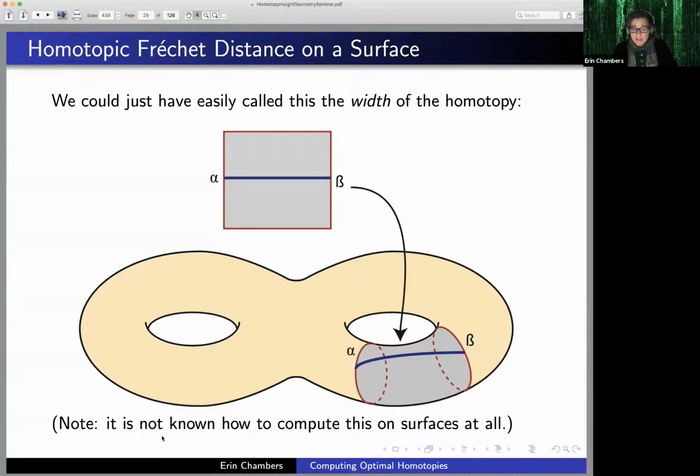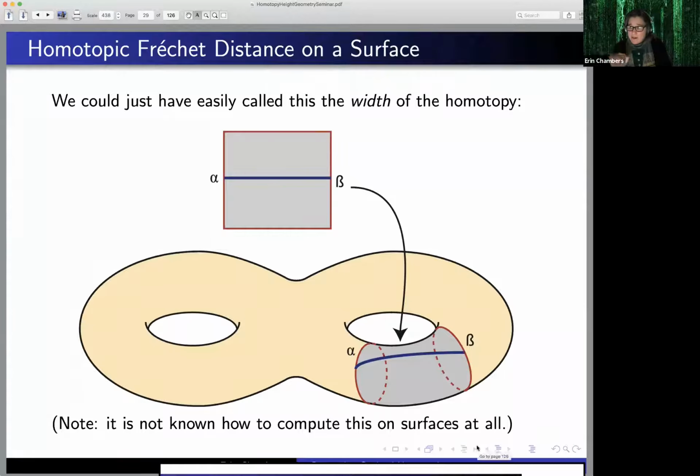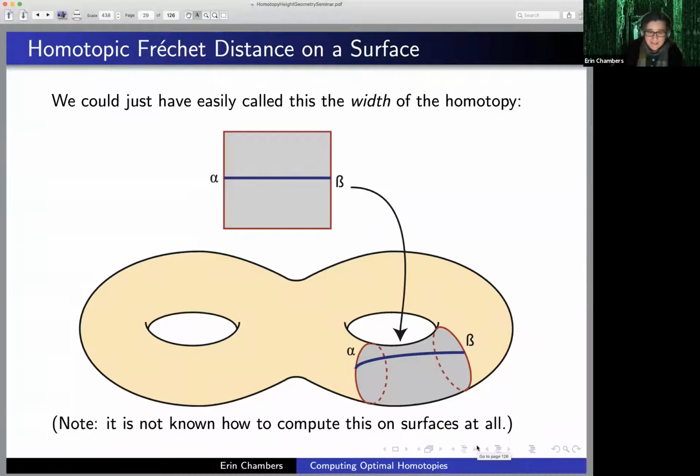Now, I've got the caveat down here that this is incredibly misleading. I'm showing you it on a surface. It's not known how to compute it on a surface. That's one of the big remaining open questions that I hope someone will solve someday.